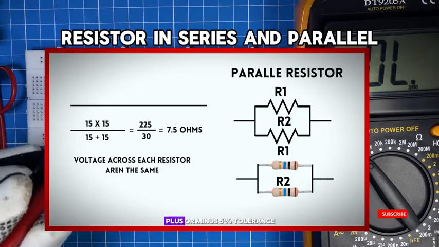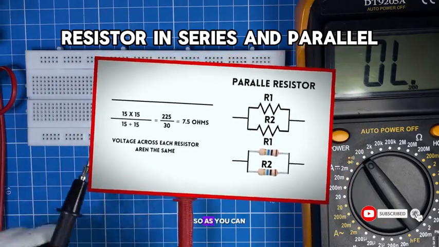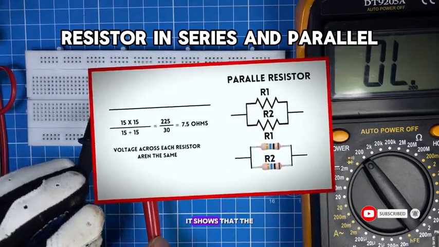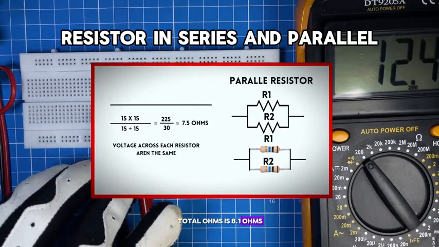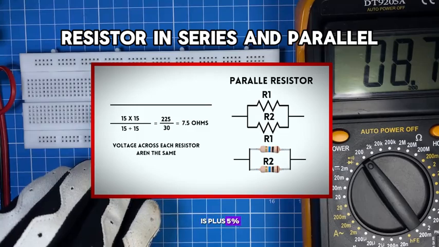But remember, we have plus or minus 5% tolerance. So as you can see on the multimeter display, the total resistance is 8.1 ohms, which means the tolerance is plus 5%.